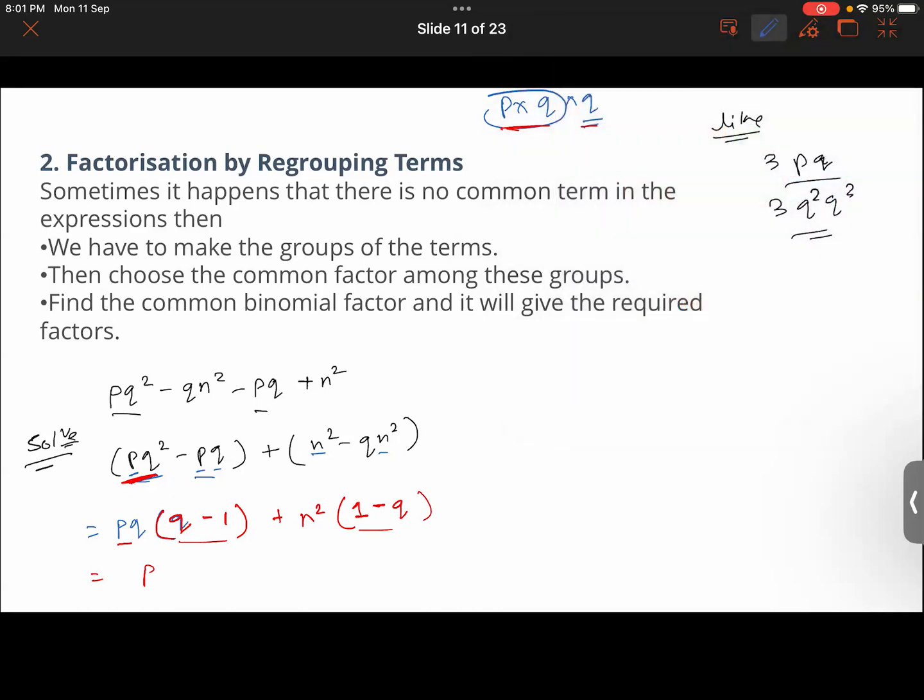Can we make some changes in them so that they look similar to each other? 1 minus q can be written as q minus 1 if outside the bracket I write a minus sign. What do I mean? Like 5 minus 8 can be written as 8 minus 5, only if I write minus outside the bracket, because 5 minus 8 gives me minus 3. So in the bracket it is going to be 3, but outside I have to place a minus sign as well. Additive inverse. Getting it now? Yes, sir.